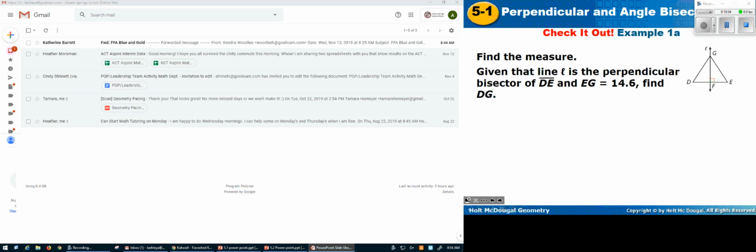Same idea here. These will get pretty easy. They're not super difficult as long as you understand the theorem. So read through your directions here. And then I would always label my picture, so they're telling me that L is the perpendicular bisector of DE. So they've already shown me the perpendicular part, but what else could I mark?